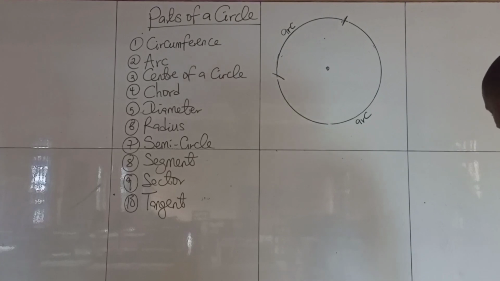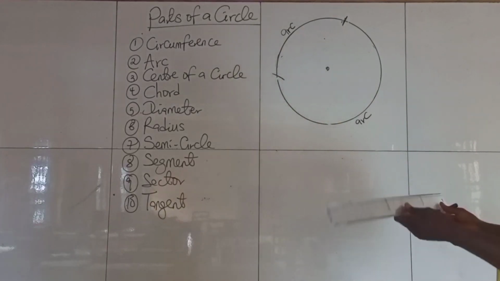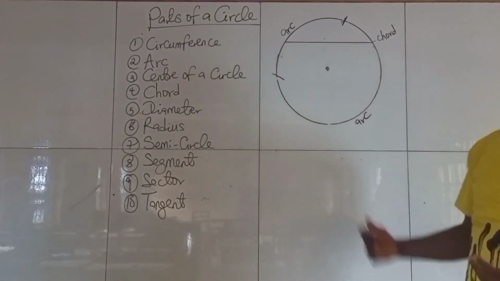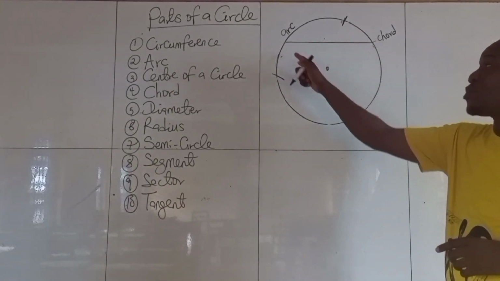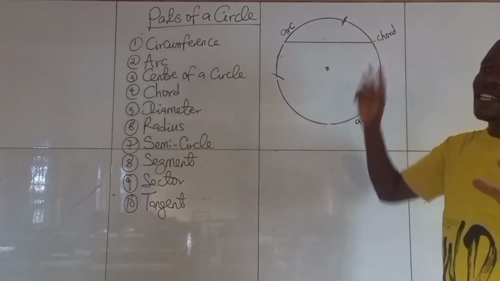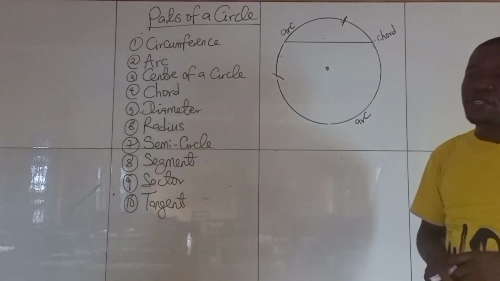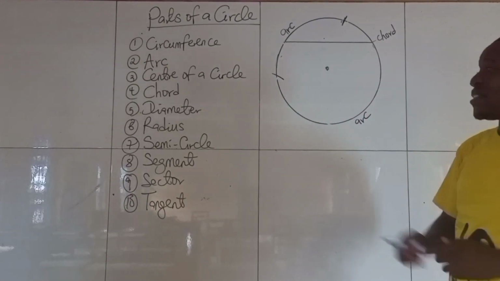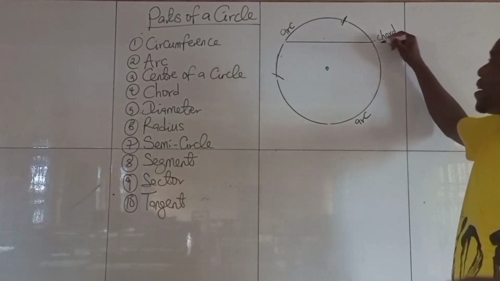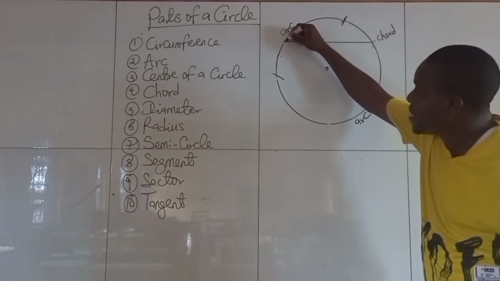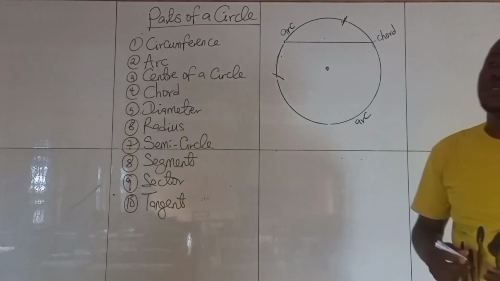The fourth one is a chord. So I'm going to draw a chord. This line is a chord. What then is a chord? A chord is a straight line that touches the circle at 2 points on the circumference. Any straight line that touches the circle at 2 points on the circumference is the chord. So the chord touches the circle here at the circumference and also touches the circle here at the circumference. And it's a straight line that gives you the chord.